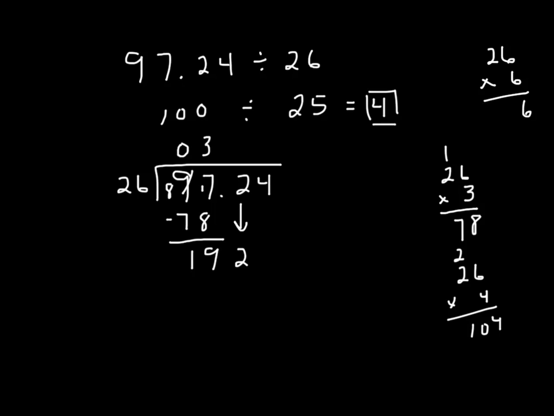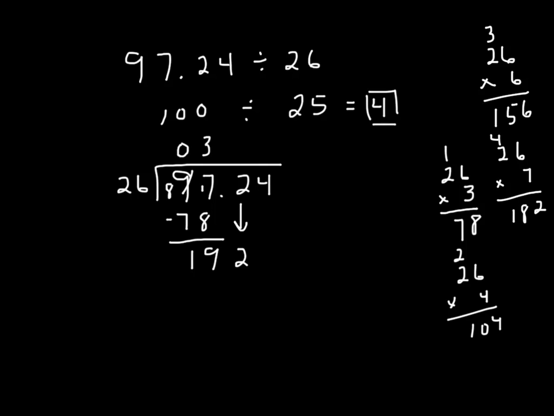6 times 6 is 36. 2 times 6 is 12, plus 3 is 15. 156. I think I can get one more. So I'm going to try 26 times 7. 2 times 7 is 14, plus 4 is 18. 182. That's going to be the closest I can get.